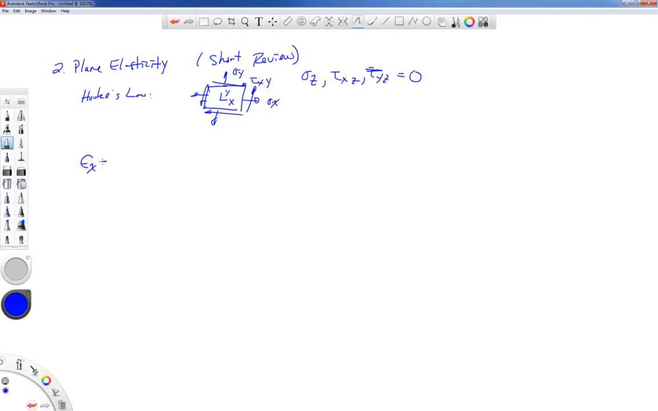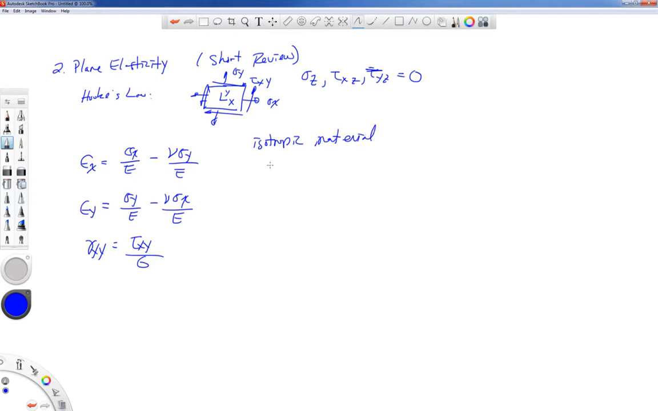We have epsilon x is equal to sigma x over E minus nu sigma y over E. Epsilon y is equal to sigma y over E minus nu sigma x over E. And the shearing strain gamma xy is tau xy over G, where we have an isotropic material, behaves the same in all different directions, and we can calculate our shear modulus G by E over 2 times (1 plus nu).